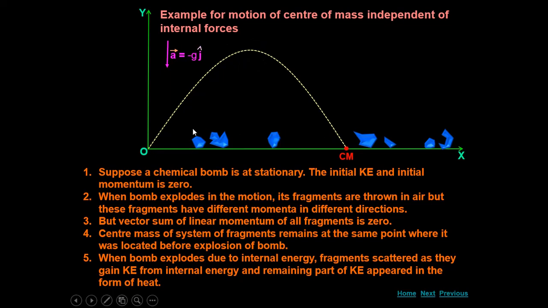So we have to assume that before explosion the kinetic energy of the chemical bomb was 0, and just before the explosion there was an increase in the internal energy. Because of the increase in the internal energy, chemical bonds were broken, and because of this kinetic energy, all these fragments are thrown in the air, scattered in all directions.